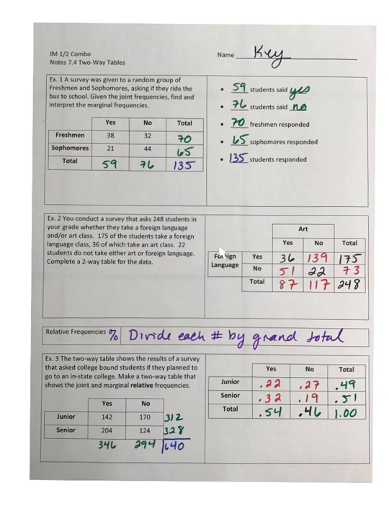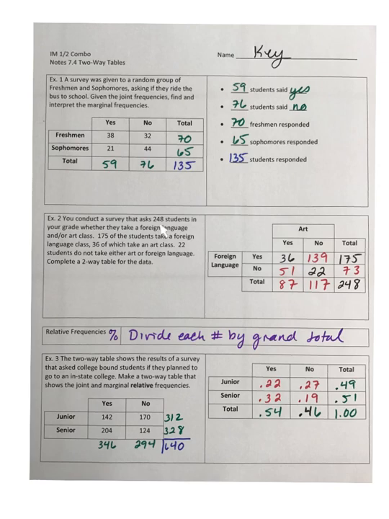In this case, we're looking at, is a student signed up for foreign language? And is a student signed up for art? So you can have students signed up for both, just signed up for one of them, or signed up for neither of them. So let's read through here. You conduct a survey that asks 248 students in your grade whether they take a foreign language and or art class. 175 of the students take a foreign language class, 36 of which take an art class. 22 students do not take either art or foreign language. So complete a two-way table for this data.